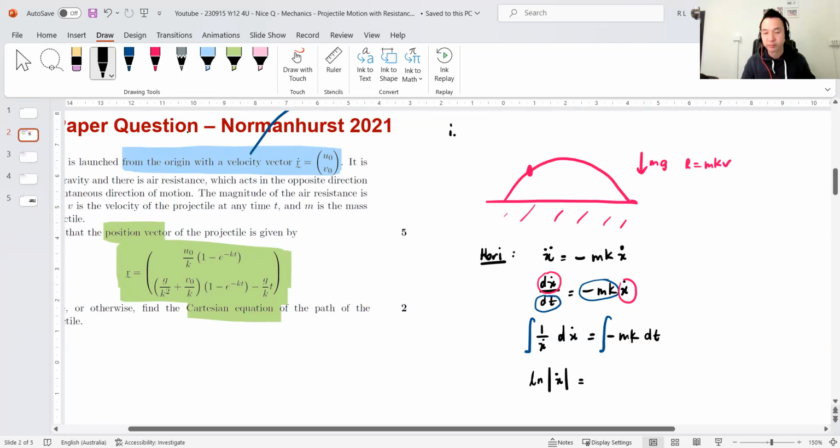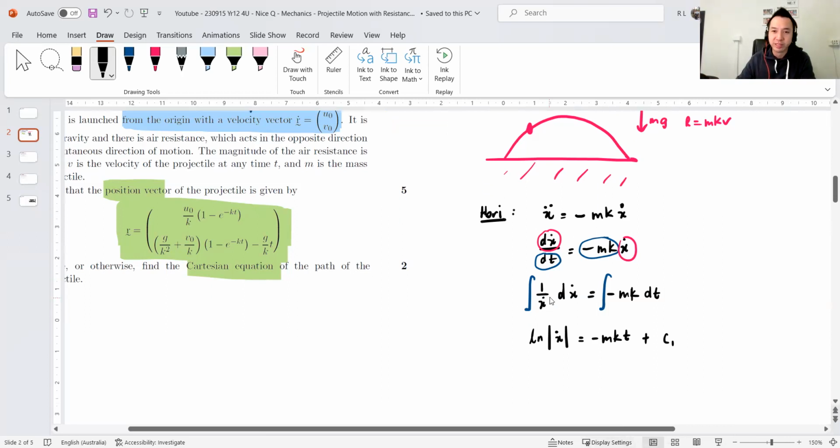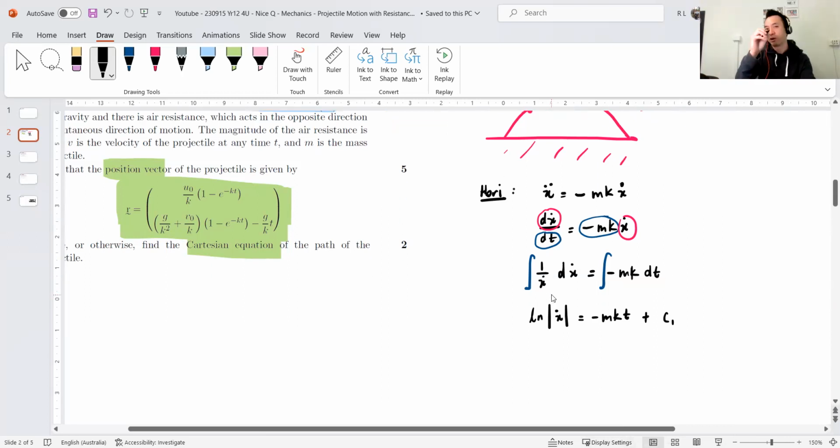x dot equals minus mkt plus the first constant. Nothing hard, right? Some students really prefer to use v here, so you can write v with a little x, same thing. I just use x dot.